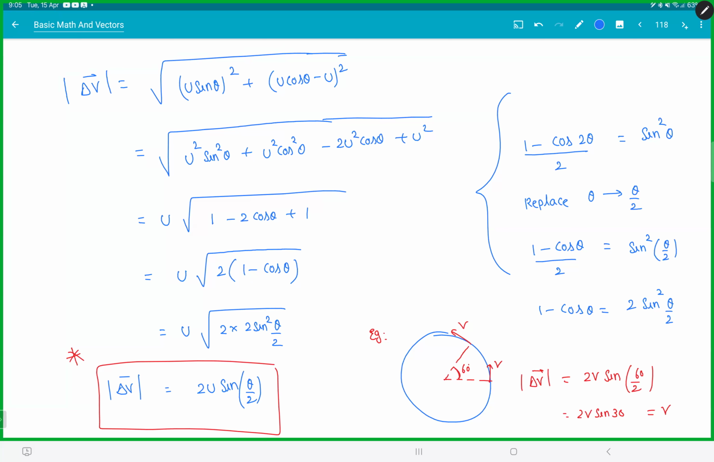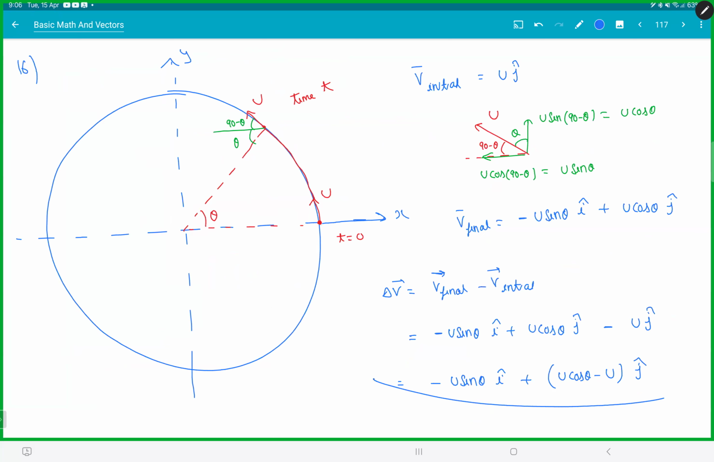Any doubts on this page? This is all maths. There is no physics in this. Once you got the square, you're done actually. Physics got over here.